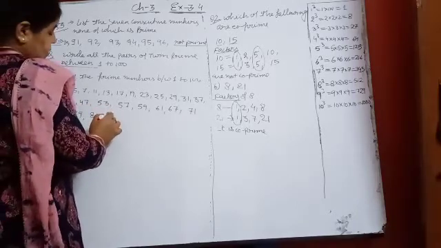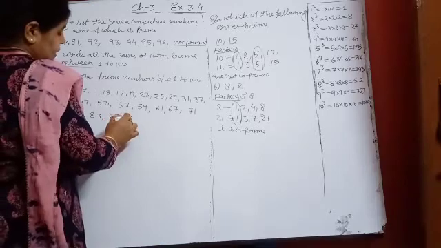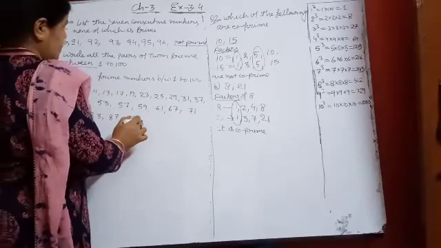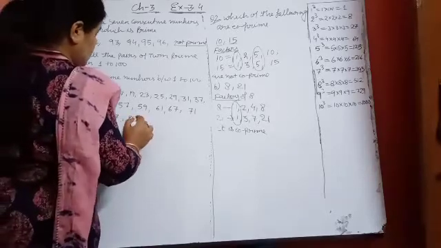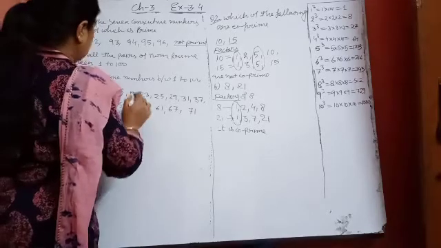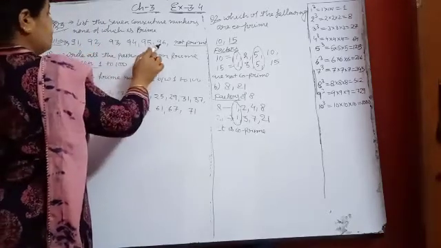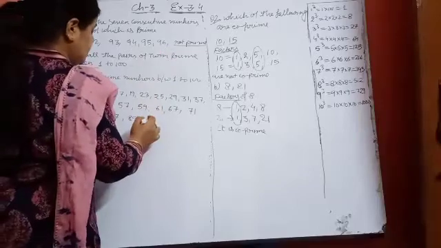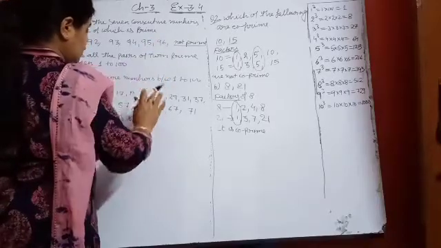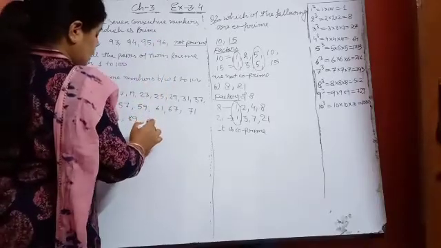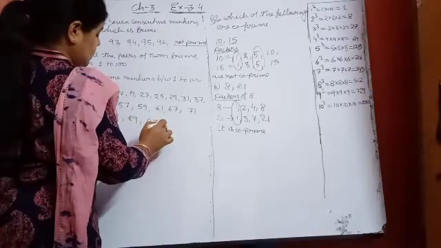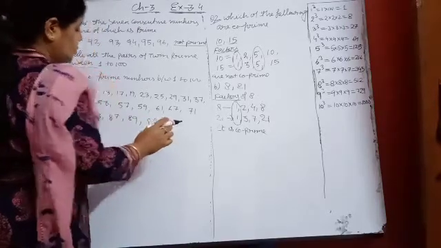Then 87, 89. Okay. Then see that 90s numbers are not prime numbers. After that, the next prime number will be 97. Till 97 there is no other prime number. So 97 is a prime number, and finally 99 is also not a prime number.